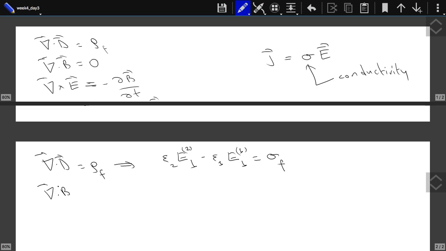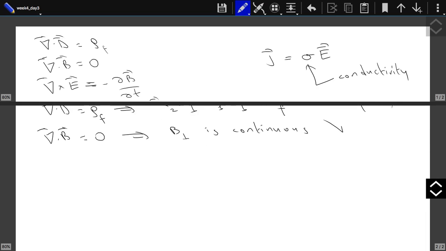Well, let's see, del dot B is equal to 0. This is always the case, just like in the non-conducting case. This is also true. So B perpendicular is continuous. Well, this is already satisfied by our solution. There is no perpendicular component of B. Now let's come to the other two cases.